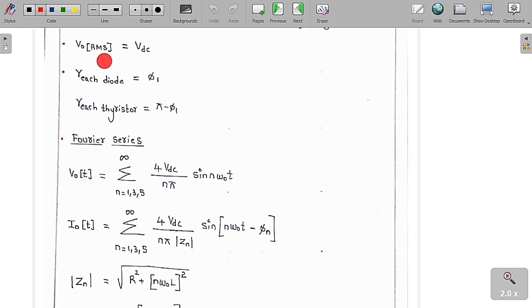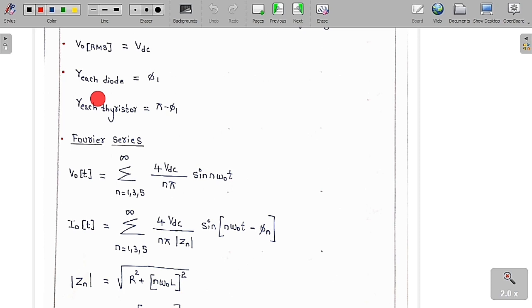The RMS value of the output voltage is equal to the peak value itself, which is VDC. So the RMS value of the output voltage is equal to VDC. And you can see clearly what the conduction angle of each diode is.